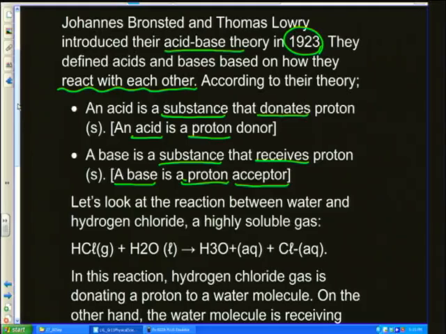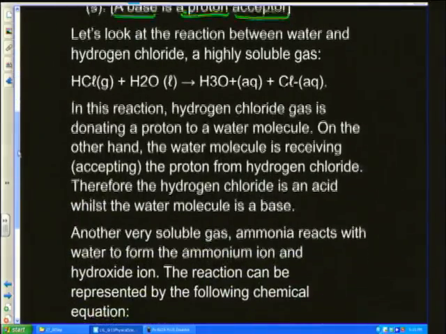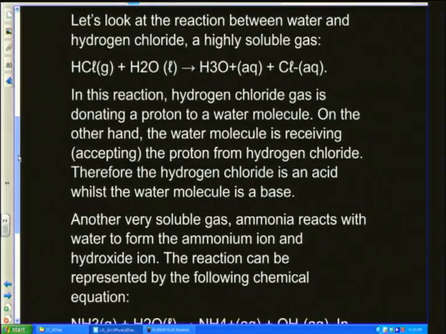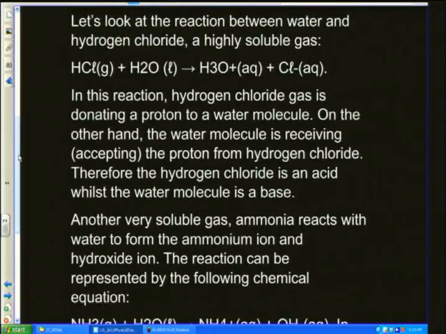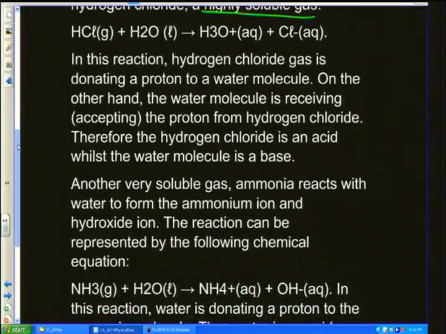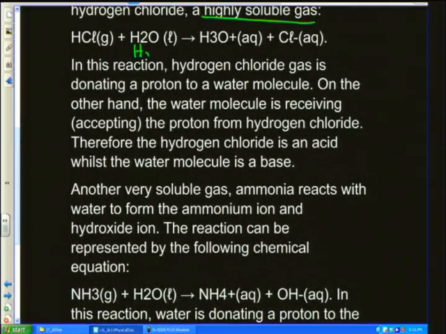Now, moving from this, let's look at the reactions themselves. When a reaction between water and hydrogen chloride takes place, we know that the hydrogen chloride gas is highly soluble in water. When that reaction takes place, of course this is H2O, we see the formation of the oxonium ion or the hydronium ion plus the Cl minus ions in that way.